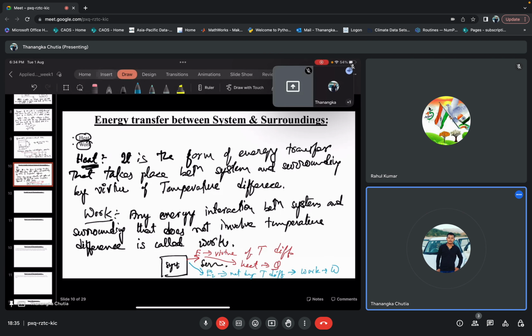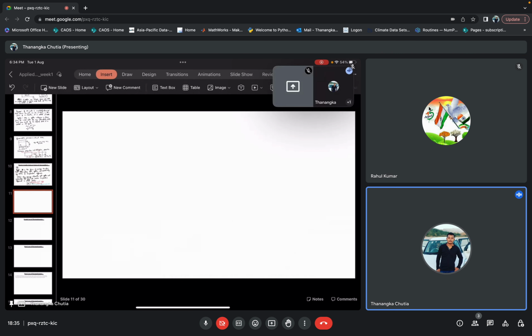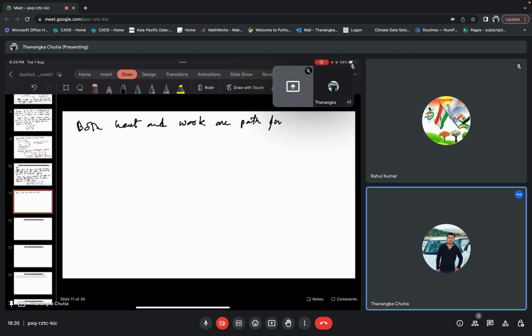An important thing to notice in heat and work is that both heat and work are path functions, and both heat and work are boundary phenomena. So what do we mean by path function?